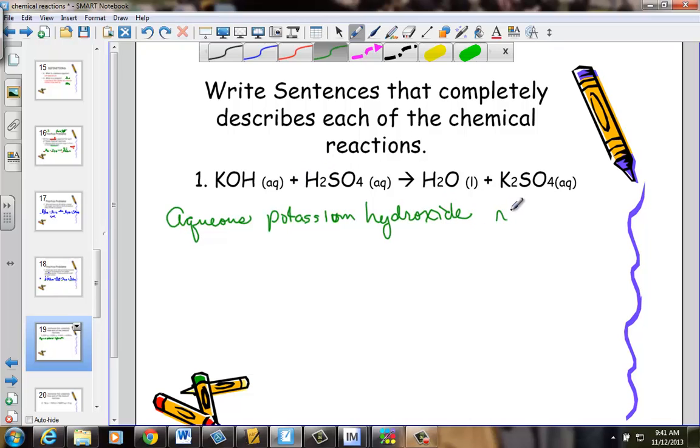Plus, I'm going to put reacts. We need a verb in our sentence, so let's always use the word reacts on the left side of our arrow. Not and, but let's say reacts. We need a verb in this sentence. So aqueous potassium hydroxide reacts with, and now look, aqueous H2SO4. It starts with an H. We have to name it as an acid. Sulfate, ate turns to ic, and we come up with sulfuric acid. Aqueous sulfuric acid.